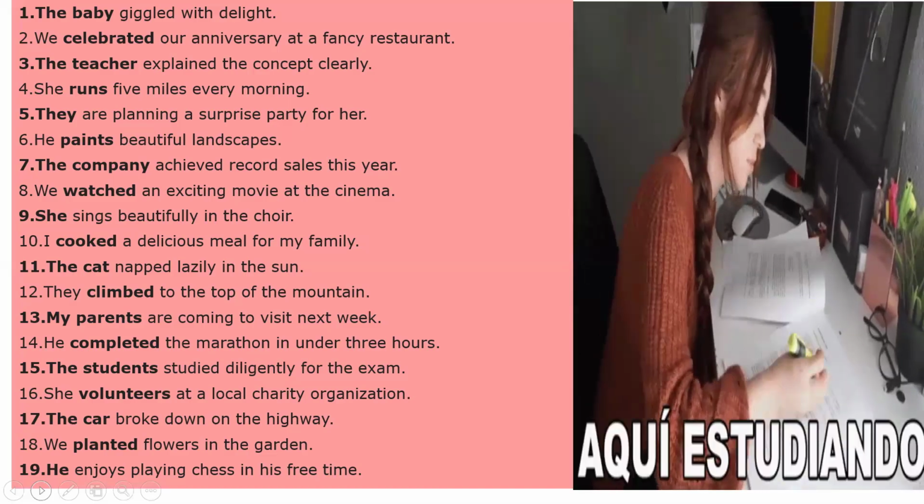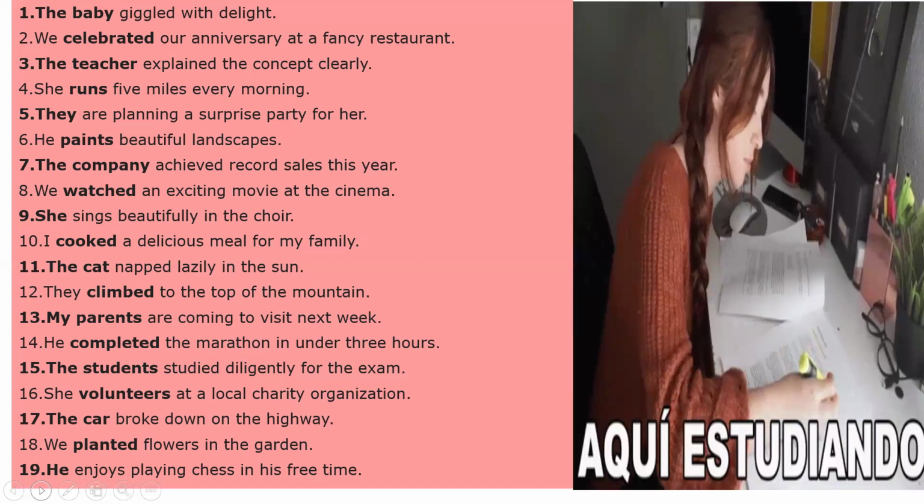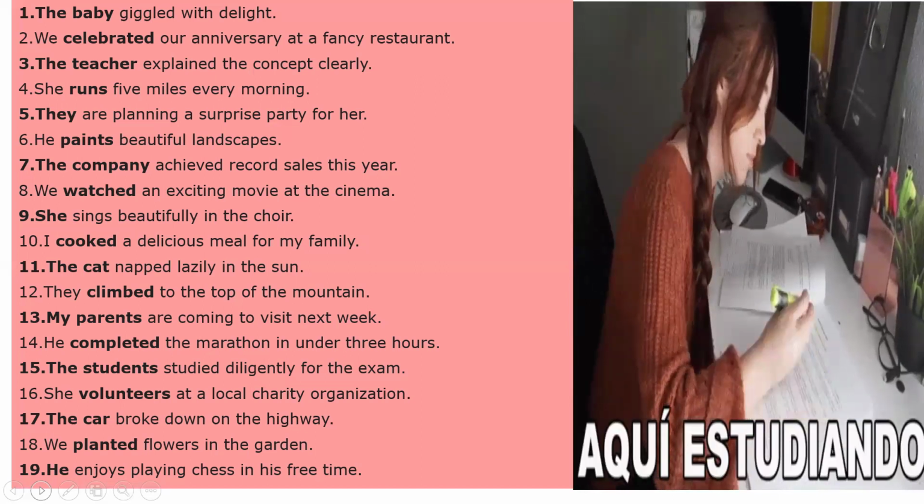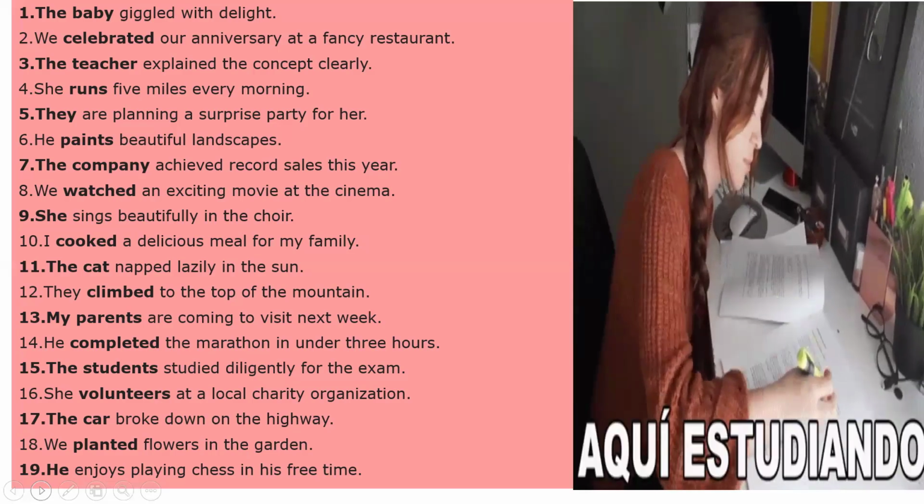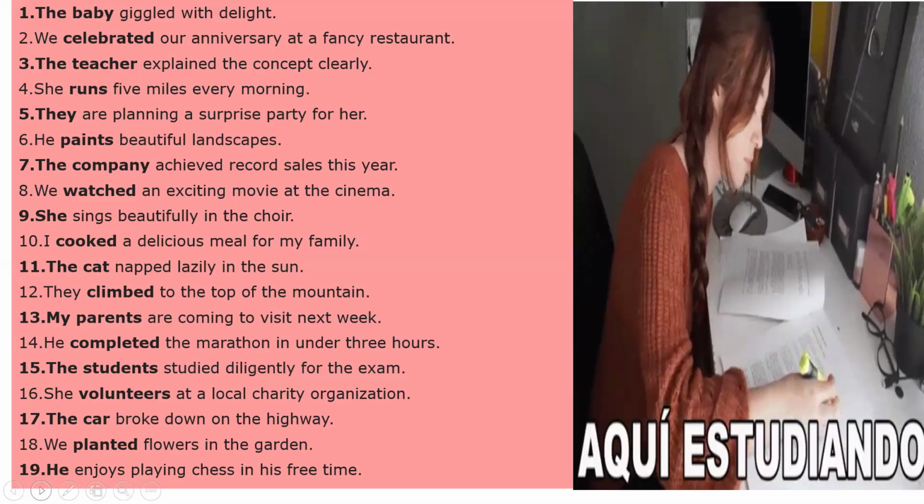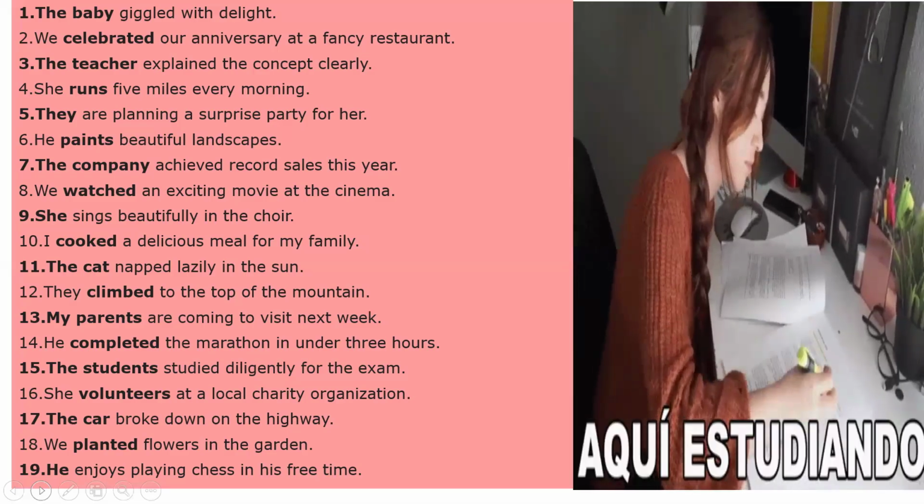The baby giggled with delight. We celebrated our anniversary at a fancy restaurant. The teacher explained the concept clearly. She runs 5 miles every morning. So these are the sentences which consist of subject, verb, predicate.